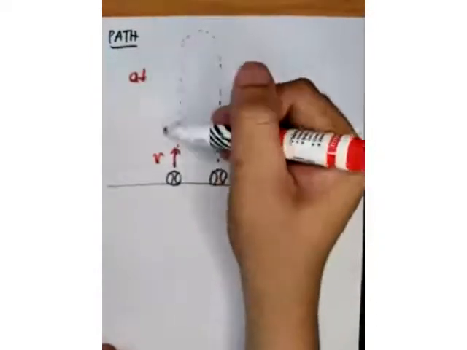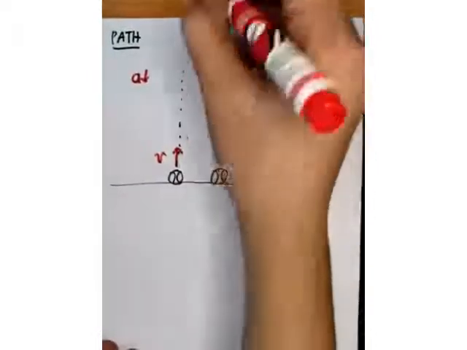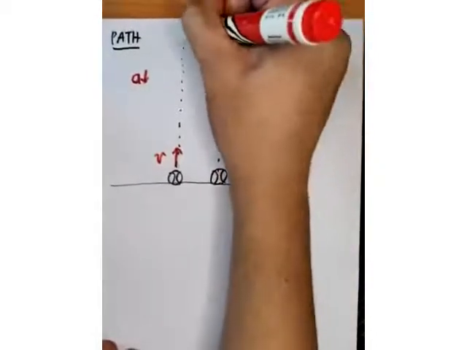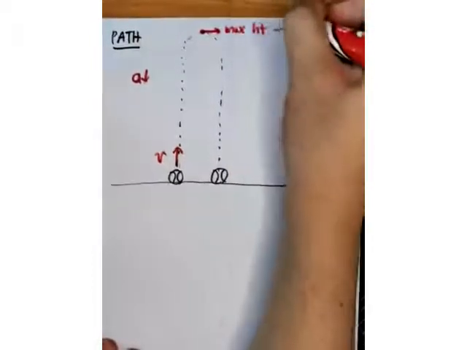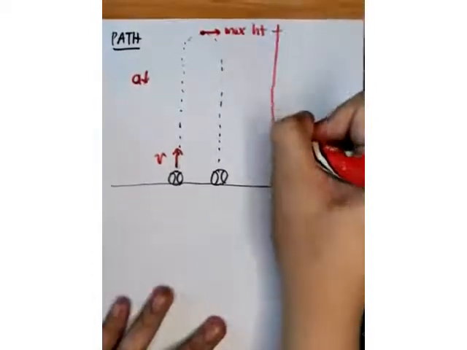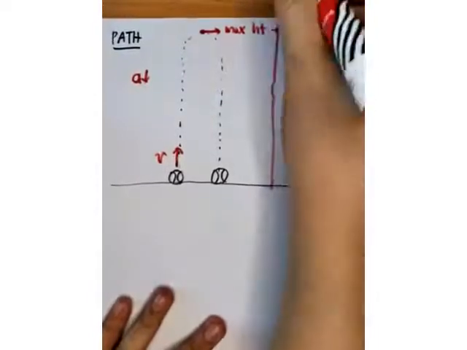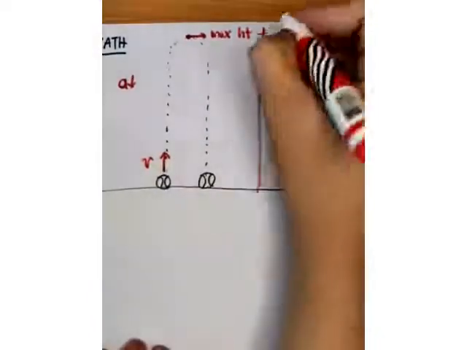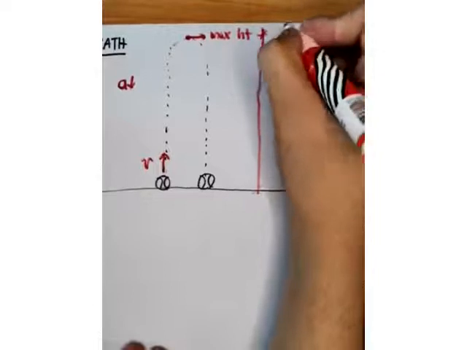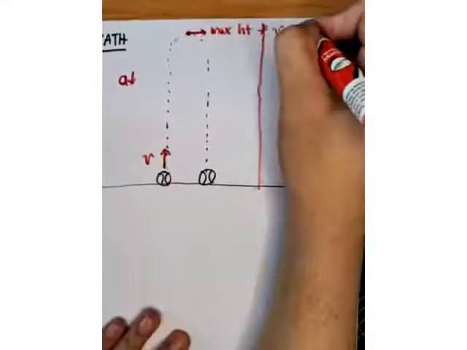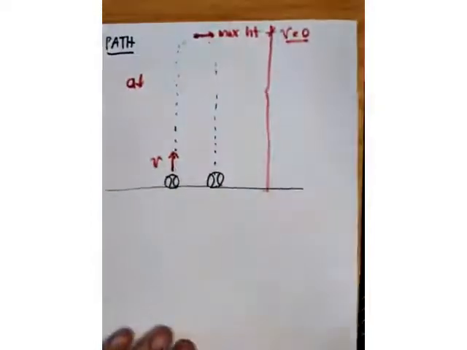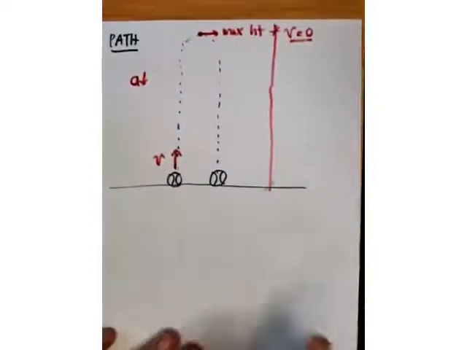So, that means the object is slowing down. Okay, at the maximum point, so if this is the max height na kaya niyang i-reach, at the maximum height, velocity is equal to 0. At the maximum height, velocity is 0.